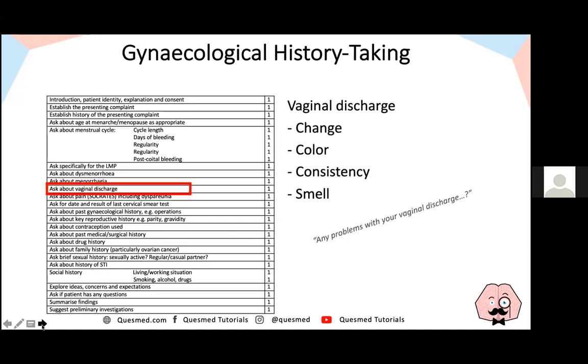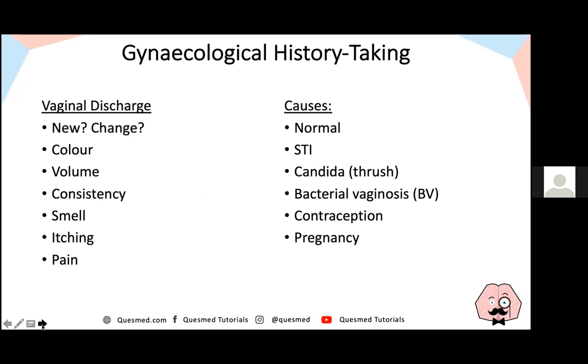We also want to ask specifically about vaginal discharge, and every woman has vaginal discharge, but it's important to ask about any new discharge or any change in discharge. We also like to ask about the colour, the volume, the consistency, the smell, and if there's any other associated symptoms such as itching or pain.